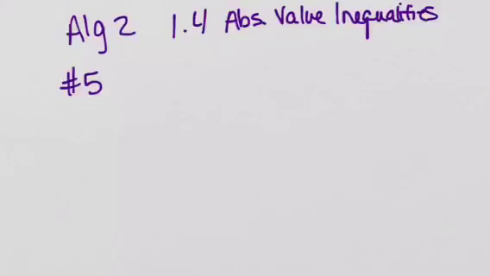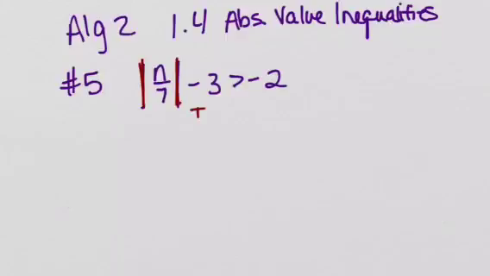This is lesson 1.4 on absolute value inequalities, and I'm going to do number 5 for you. Okay, so it looks like this. Just to make sure that we point this out, these are your absolute value bars here. We need to go ahead and get that absolute value alone, so hopefully you see that I would add 3 to both sides.